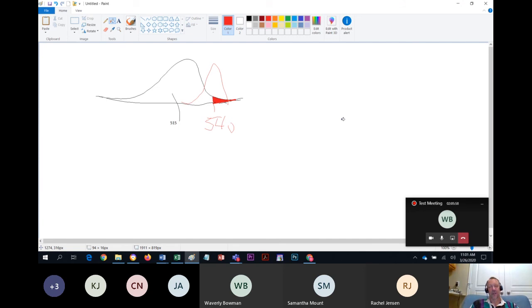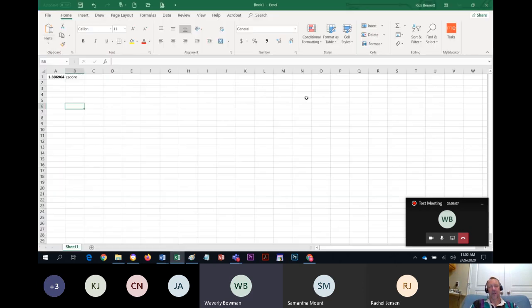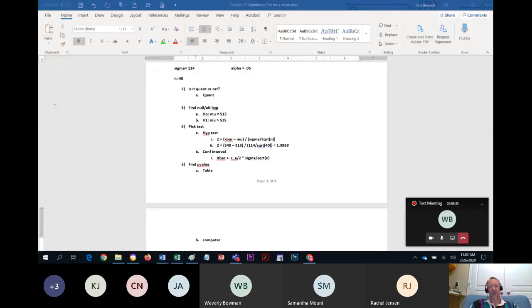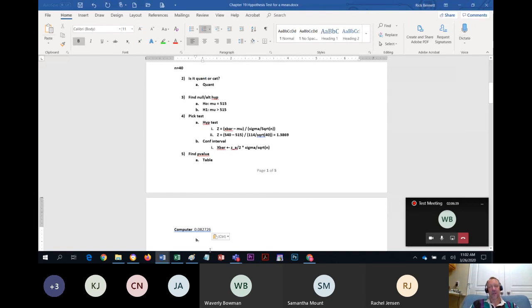Now, what's NORM.S.DIST going to tell me? That's going to tell you the area to the left. So you have to do 1 minus NORM.S.DIST. Exactly. And so that's why it's important to do this. If you do NORM.S.DIST of this score and you don't draw your picture, you will incorrectly think that's your p-value when it should be 1 minus that value. And so that's your real p-value. So your p-value with the computer is 0.087208. Okay? So with the computer, we get that value.